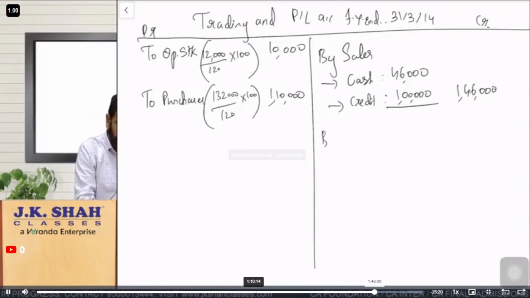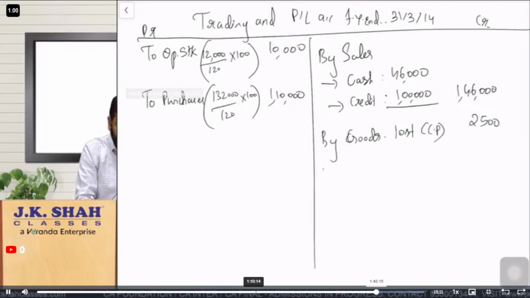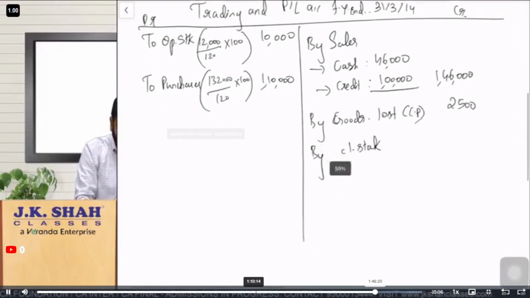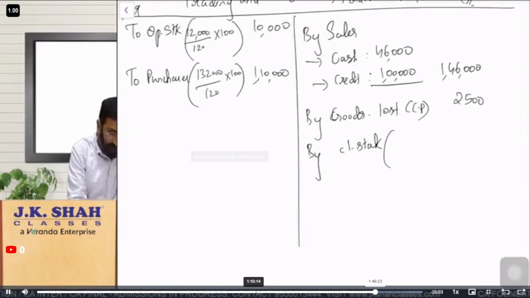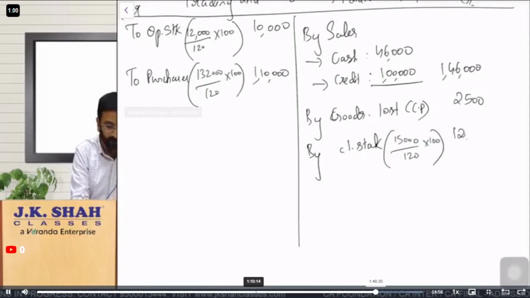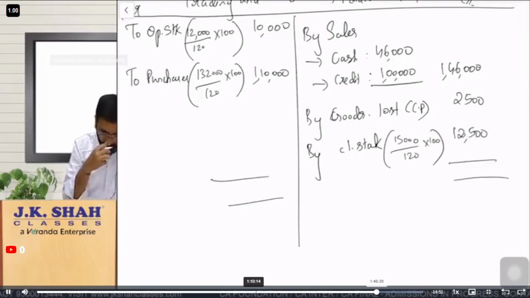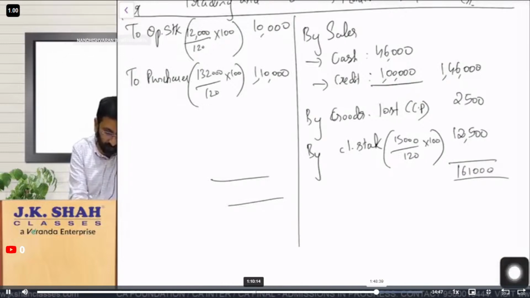Closing stock. No, before that, I'm forgetting goods lost, 2,500 at cost price. Closing stock: tell me the cost, what is given there? 15,000 by 120 into 100, that is 12,500. That's it. 1,46,000 plus 15,000 is 1,61,000, minus 1,20,000, gives 41,000.